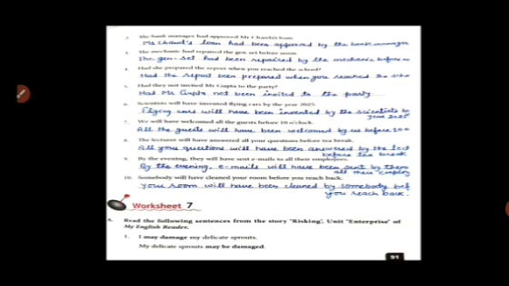Flying cars will have been invented by the scientists by the year 2025. We will have welcomed all the guests before 10 o'clock. All the guests will have been welcomed by us before 10 o'clock. The lecturer will have answered all your questions before tea break. All the questions will have been answered by the lecturer before tea break.